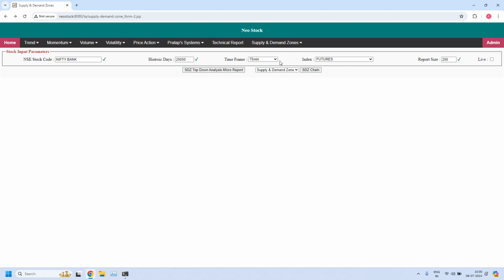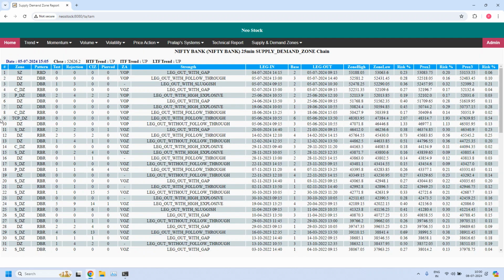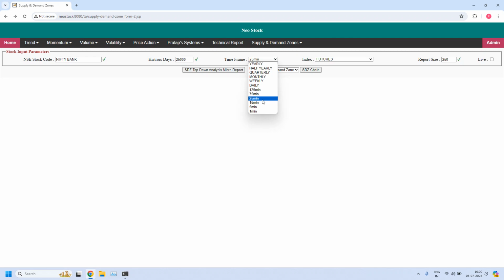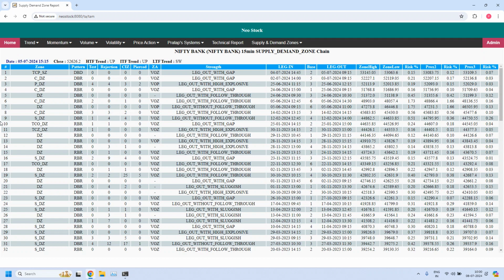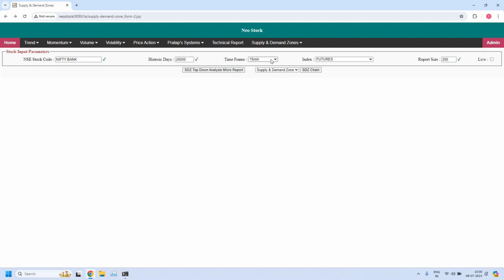Going back and changing the time frame to 25 minutes. This is a 25 minute supply demand zone chain for Bank Nifty. Now I am changing the time frame to 15 minutes, generating 15 minute supply demand zone chain for Bank Nifty. Going back, changing the time frame to 5 minutes, generating 5 minute supply demand zone chain for Bank Nifty.